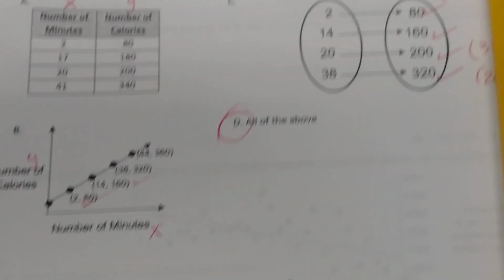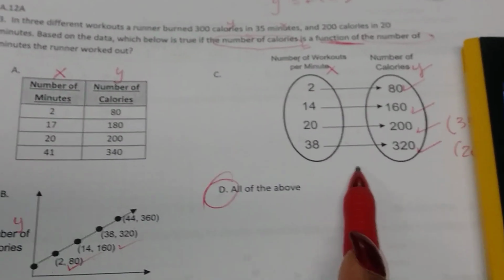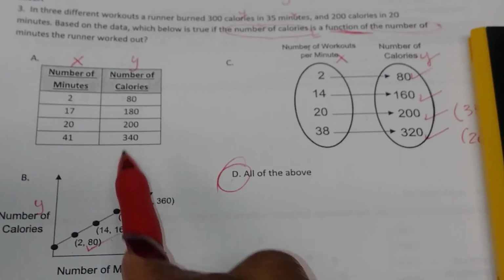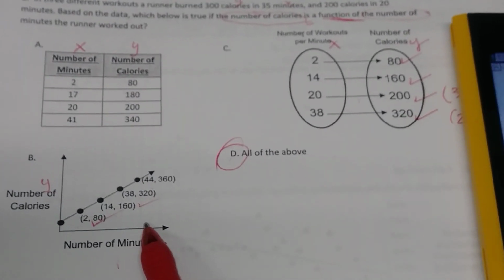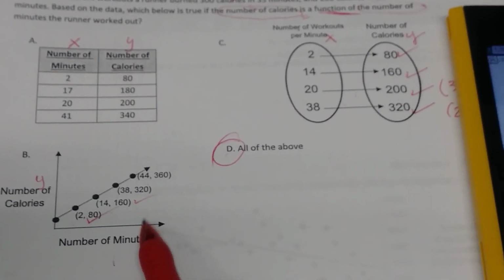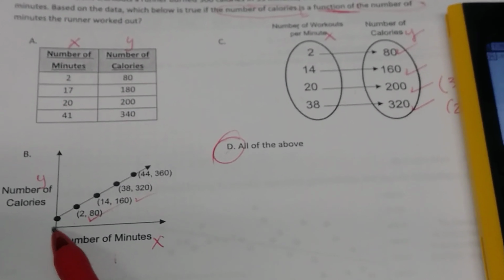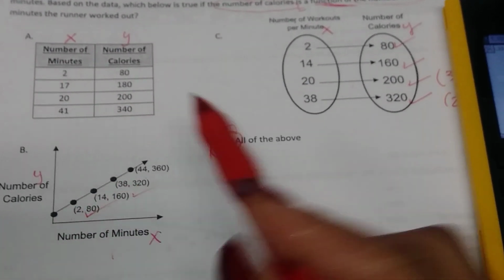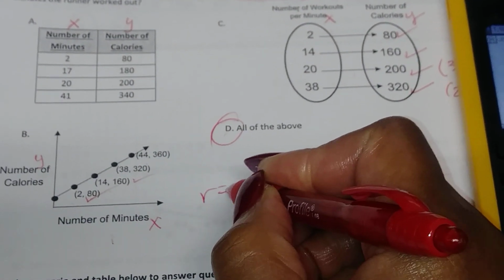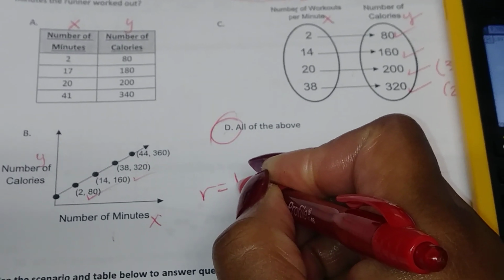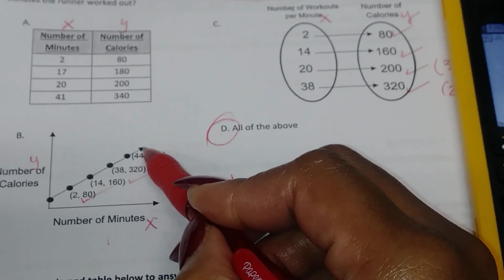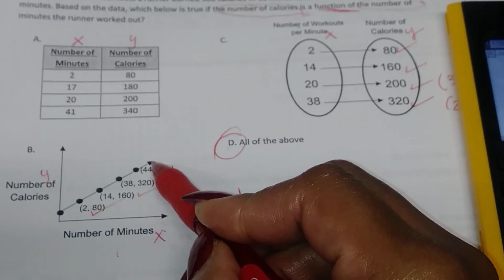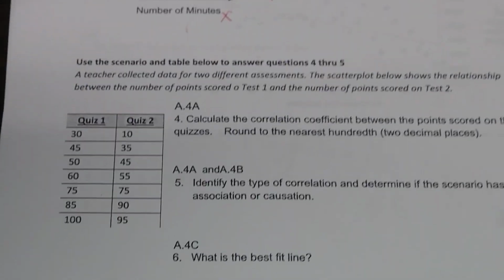Remember, this is a mapping diagram. This is your table of values. And then, of course, this would be the graph. Now, what graph are we looking at? Oh, the scatter plot. It has an R value equal to 1 and the best fit line here. Okay.